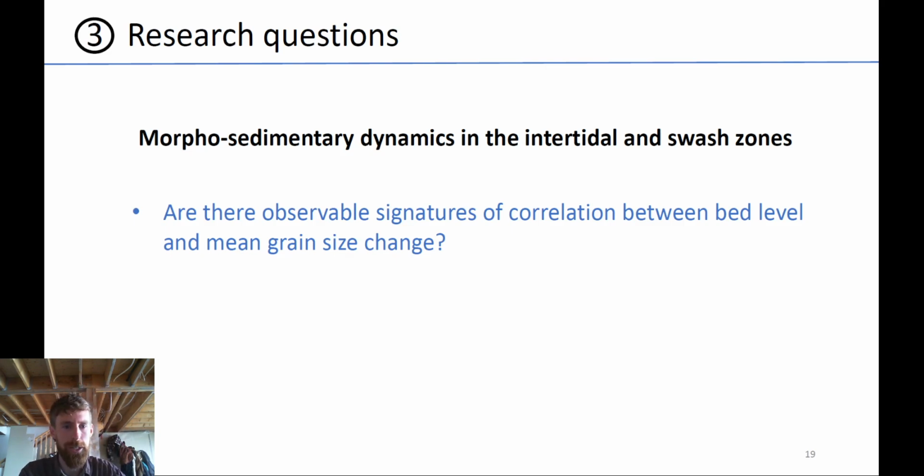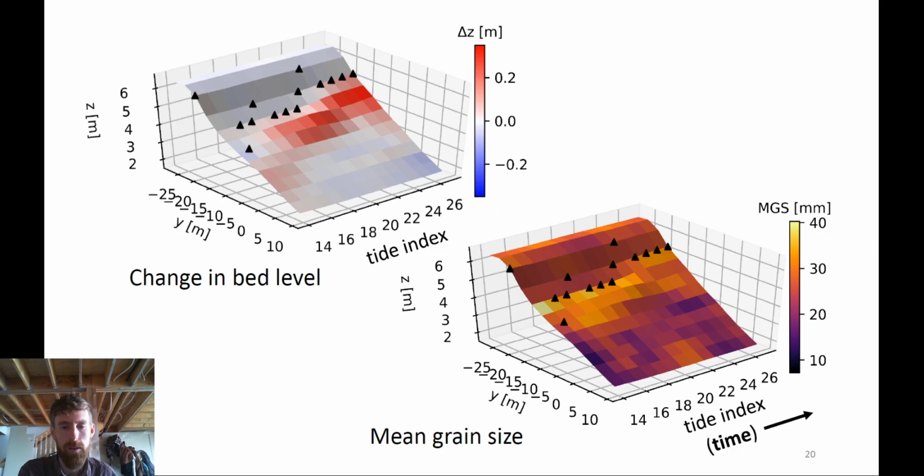So for this section, a particular question: are there observable signatures of correlation between bed level and mean grain size change, both in the swash zone and at the scale of the beach? So here's a summary of the beach profile evolution over the course of the experiment, and these are constructed using data from that cross-shore transect.